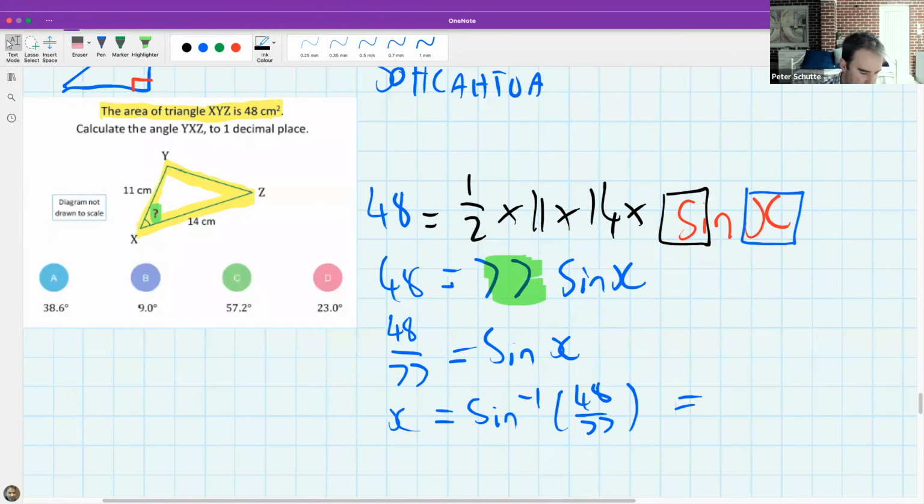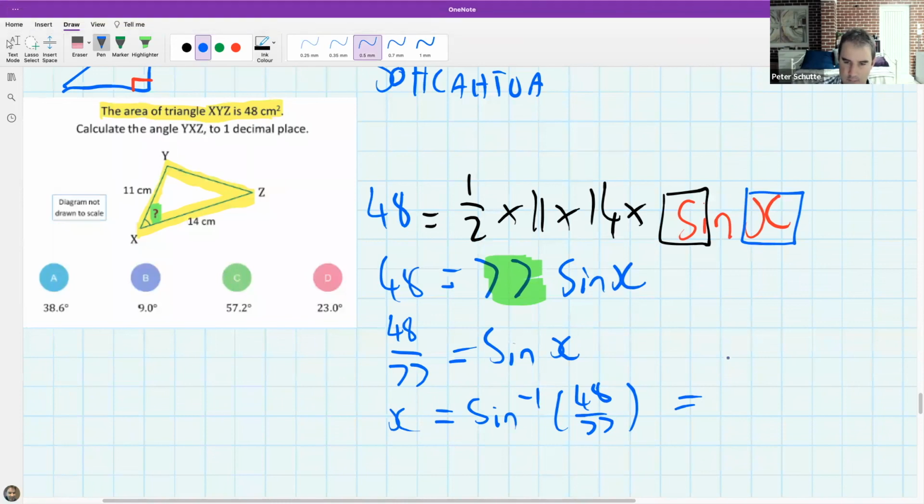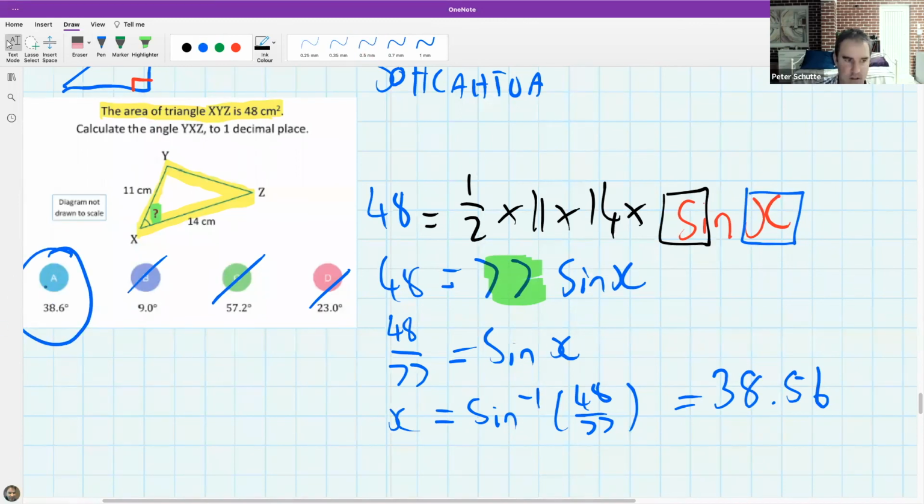So I guess I'm going to have to use my calculator because I don't know the answer yet either. So what I see is 38.56. Is there an option close to that? Well, it's not that. It's not that. And if I round to one decimal place, it will be 38.6.